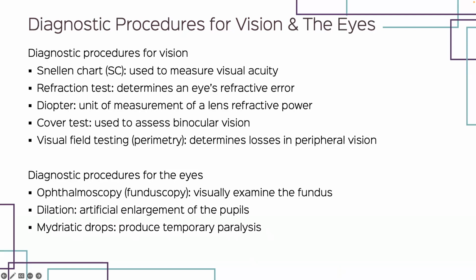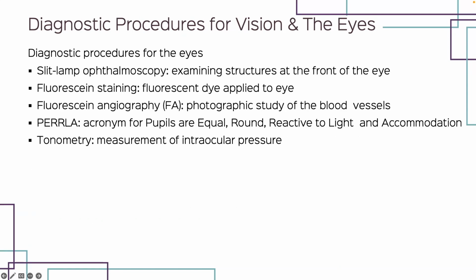And then some diagnostic procedures. You've got a refraction test that just kind of determines the eye's refractive error, so how well it can focus. Your visual field testing, which is just going to help you determine any losses in your peripheral. So when you go to the doctor and they pull their finger and they go all the way back by your ear, they're just waiting to see when you can actually see it moving forward.